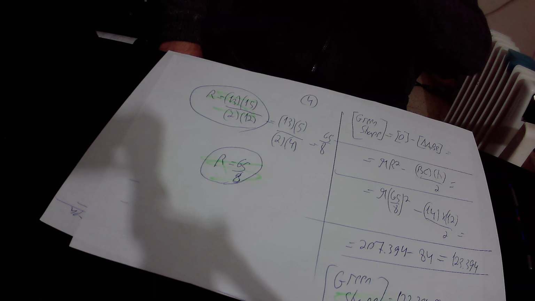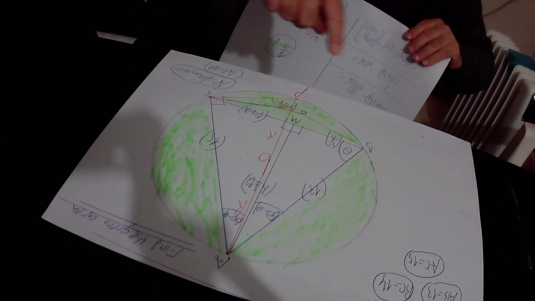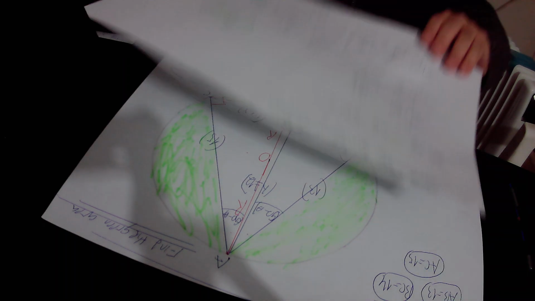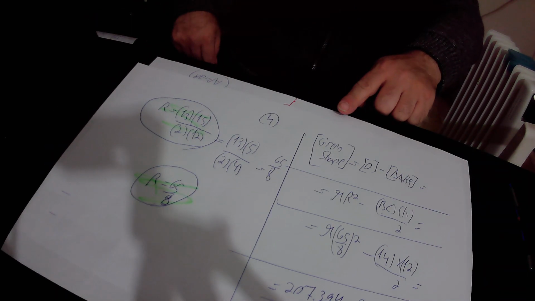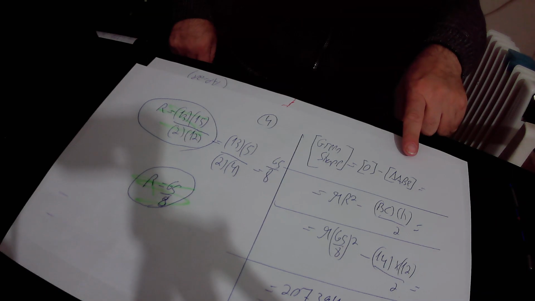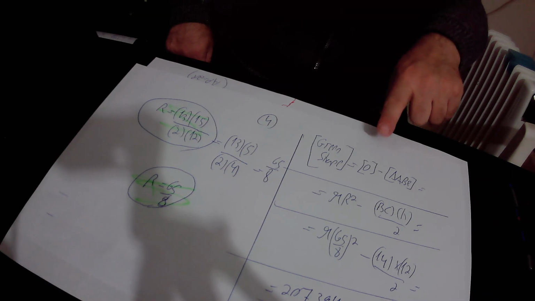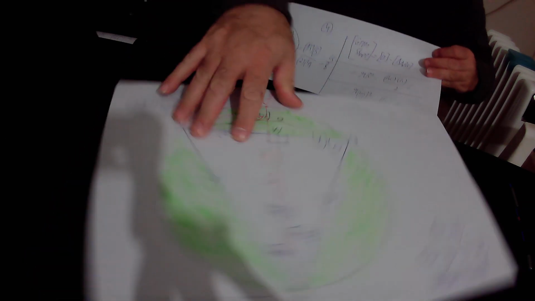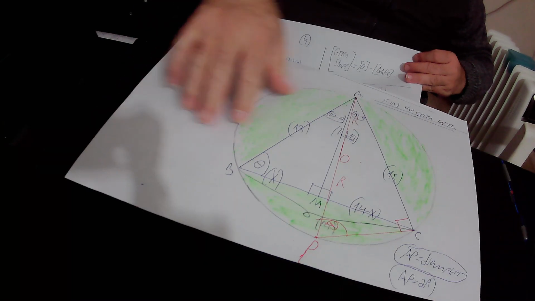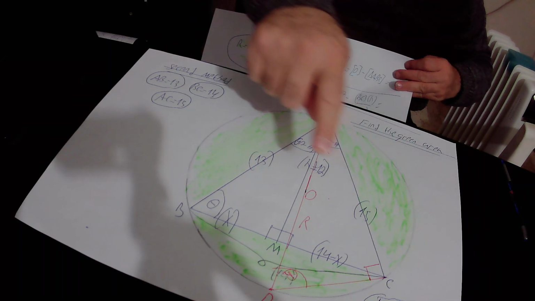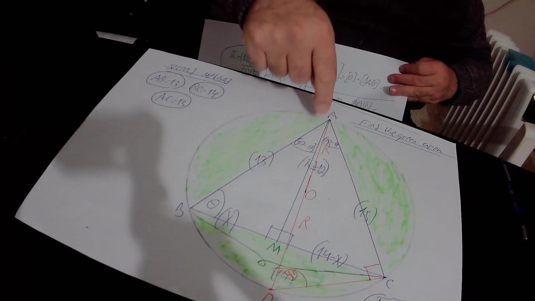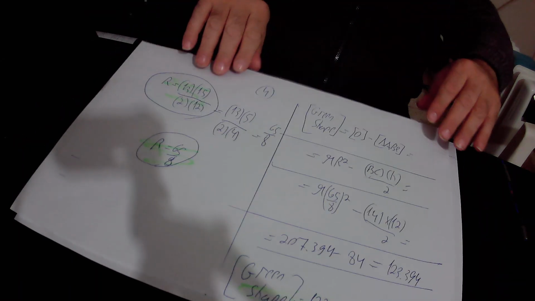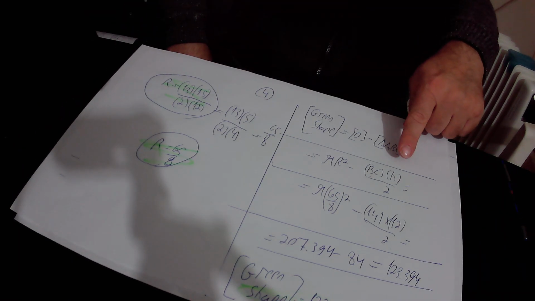And the area of the green shape equals the area of the circle minus the area of triangle ABC. Repeat again, the area of the green shape equals the area of the circle minus the area of triangle ABC. The area of the circle is pi r square, and the area of triangle ABC equals the base of the triangle, that is BC, times the height to the base, that is AM, over 2. Repeat again, the area of triangle ABC equals the base BC times the height H over 2.